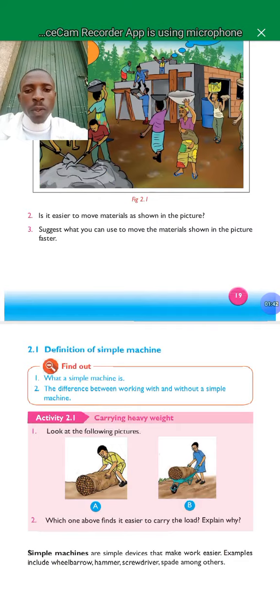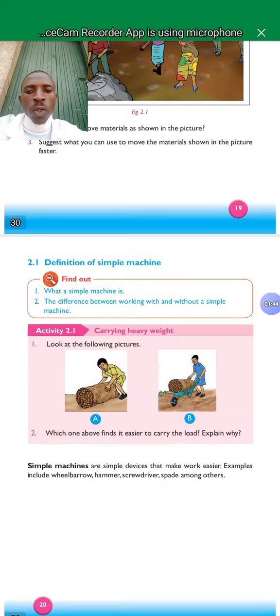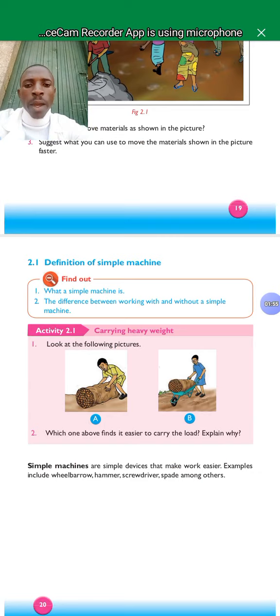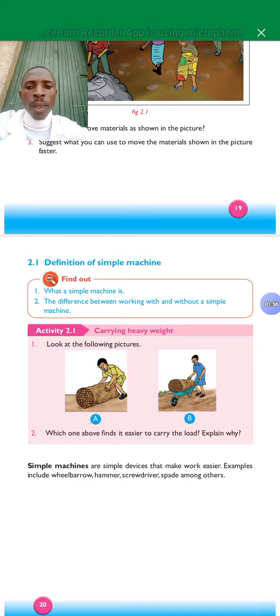Now we are going to start Unit 2, Lesson 1, which is called the definition of simple machine. What is a simple machine? A simple machine, as you say, is a simple device that makes work easier. That is what you call a simple machine.